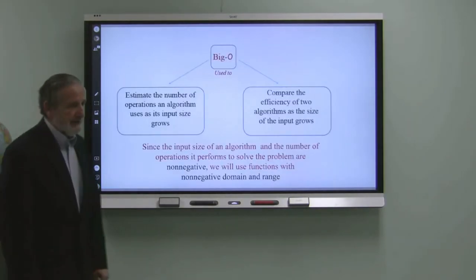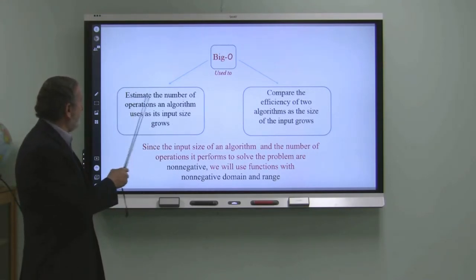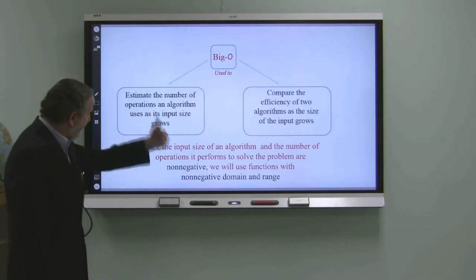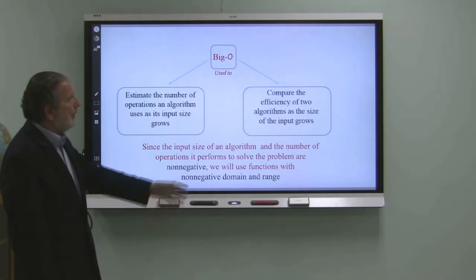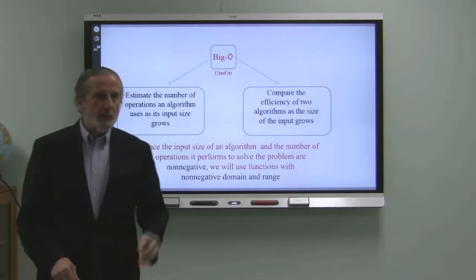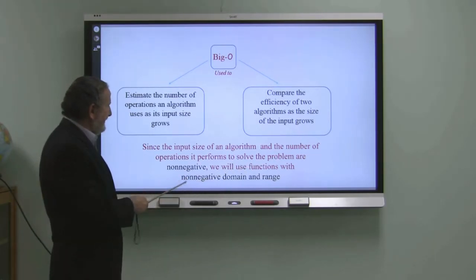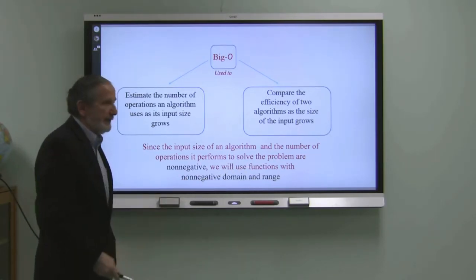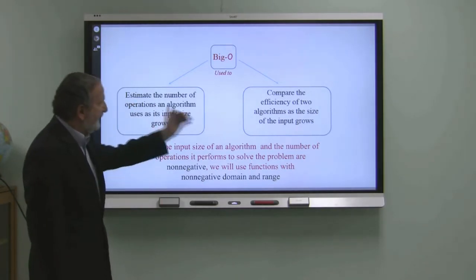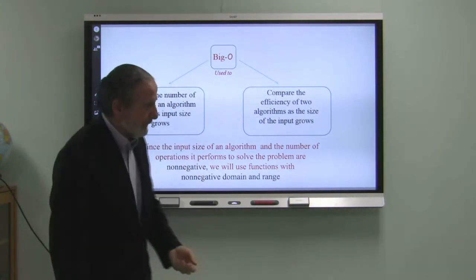Big O is used to either estimate the number of operations an algorithm uses as its input size grows, or to compare the efficiency of two algorithms. And we are going to only consider functions with non-negative domain and range. The reason being that the input size and the number of operations for any algorithm are positive numbers.